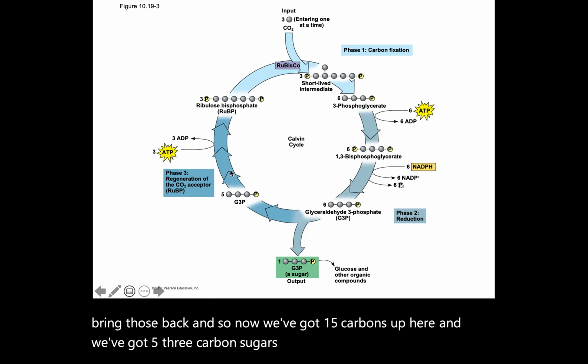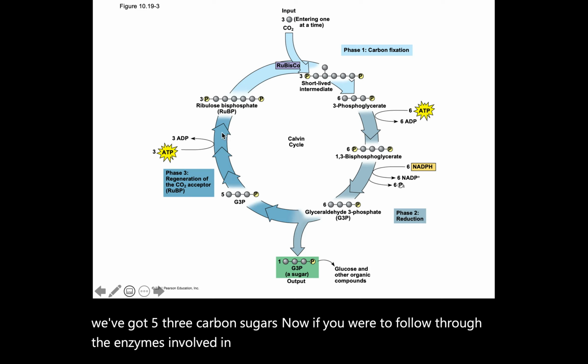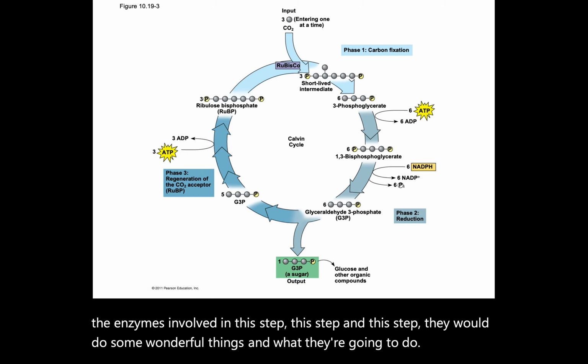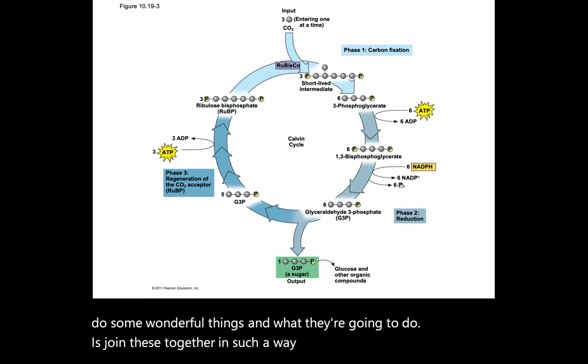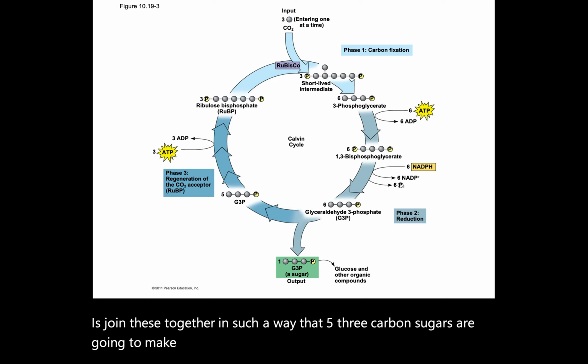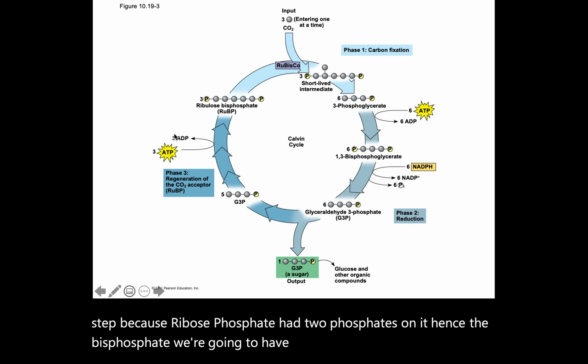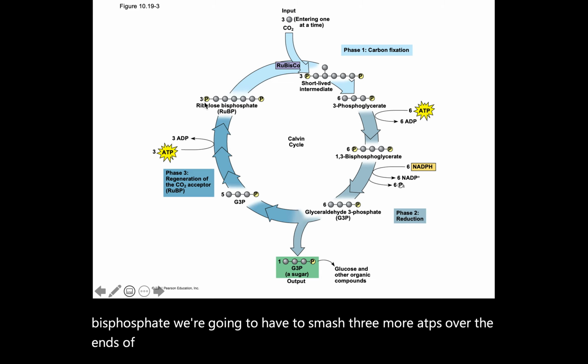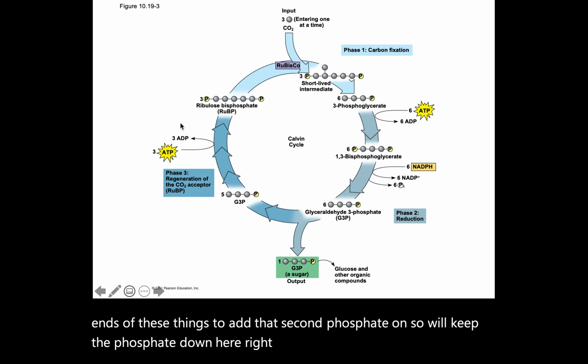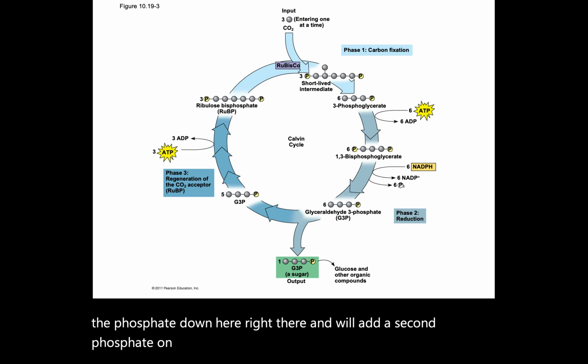Now, if you were to follow through the enzymes involved in this step, and this step, they would do some wonderful things. What they're going to do is join these together in such a way that 5 3-carbon sugars are going to make 3 5-carbon sugars. And just to get us ready for the next step, because ribulose bisphosphate had 2 phosphates on it, hence the bisphosphate, we're going to have to smash 3 more ATPs over the ends of these things to add that second phosphate on. So we'll keep the phosphate down here, right there, and we'll add a second phosphate on. And now we have regenerated 3 ribulose bisphosphate molecules.